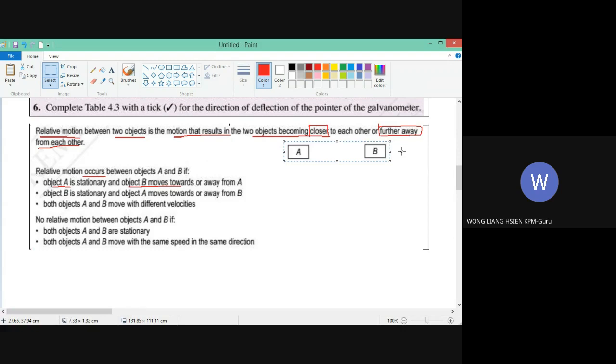Get the idea. So there is no relative motion between object A and B if both objects A and B are stationary, or both objects A and B move with the same speed in the same direction. Then there will be no relative motion. I hope everybody can understand what relative motion is.